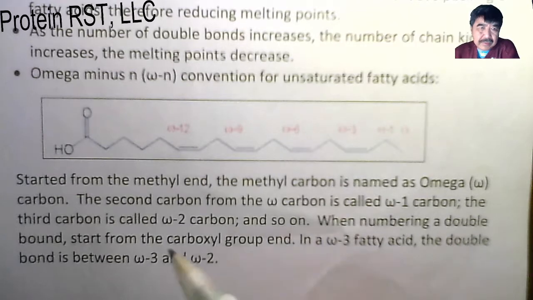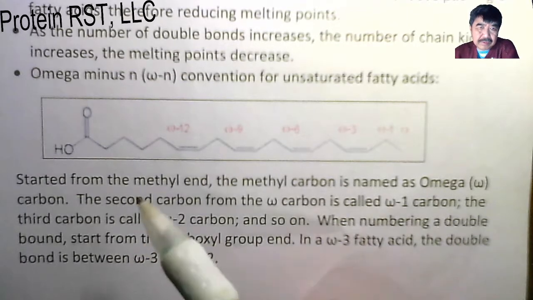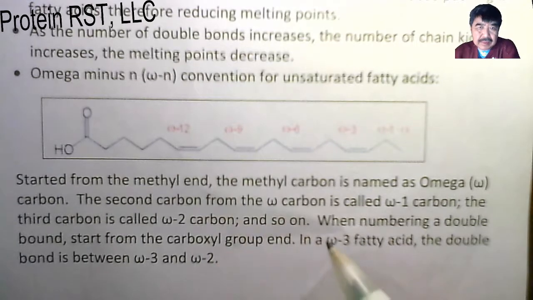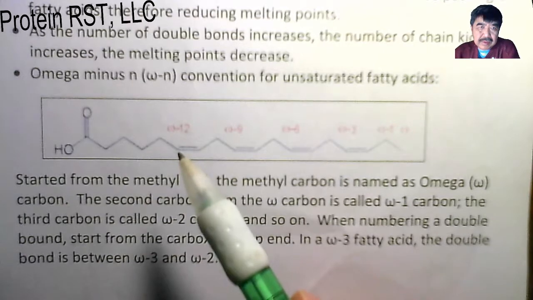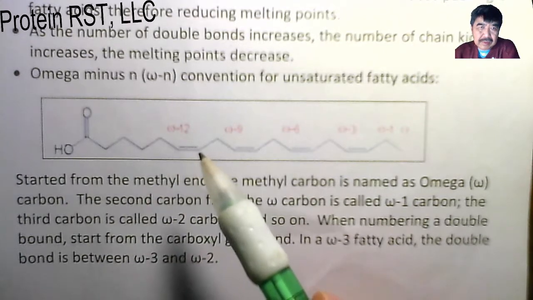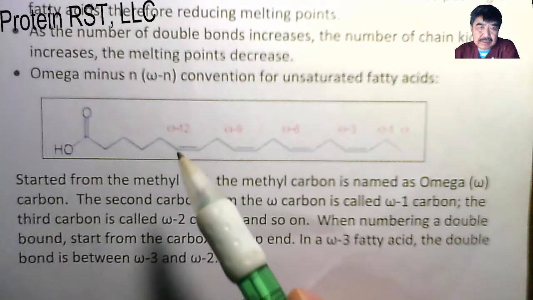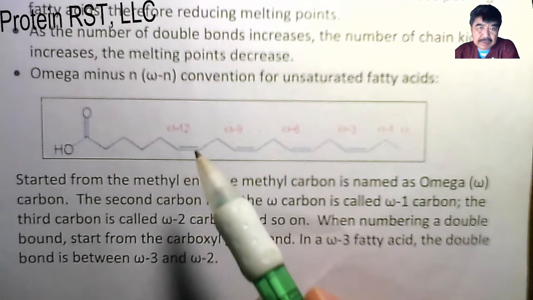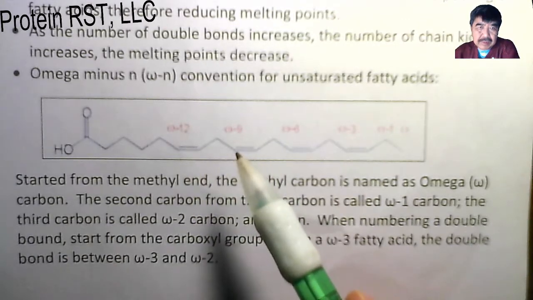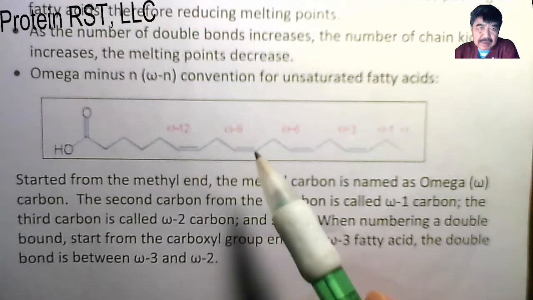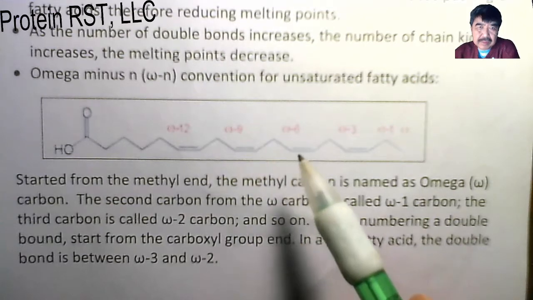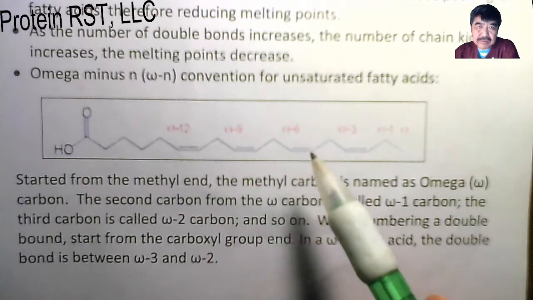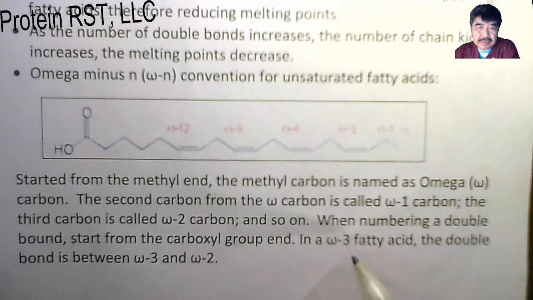When numbering the double bonds, start from the carboxyl group end, from this end. And this double bond, between omega minus 12 and omega minus 11, we call this omega 12 double bond. This one, between omega minus 9 and omega minus 8, we call this omega minus 9 double bond. This one is omega number 6 double bond. This is omega number 3 double bond.